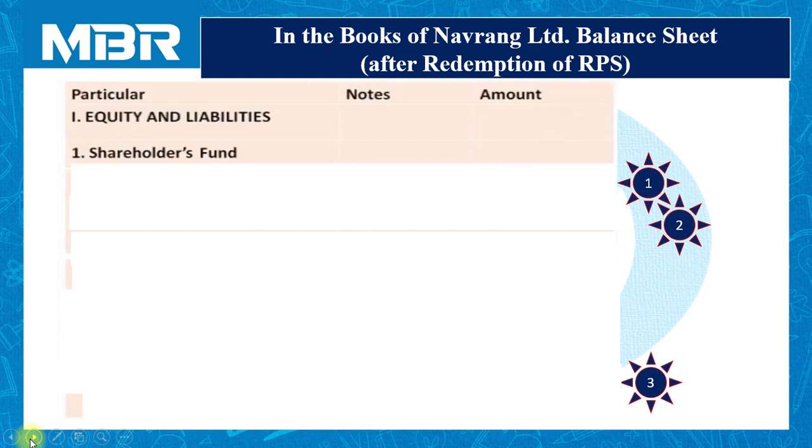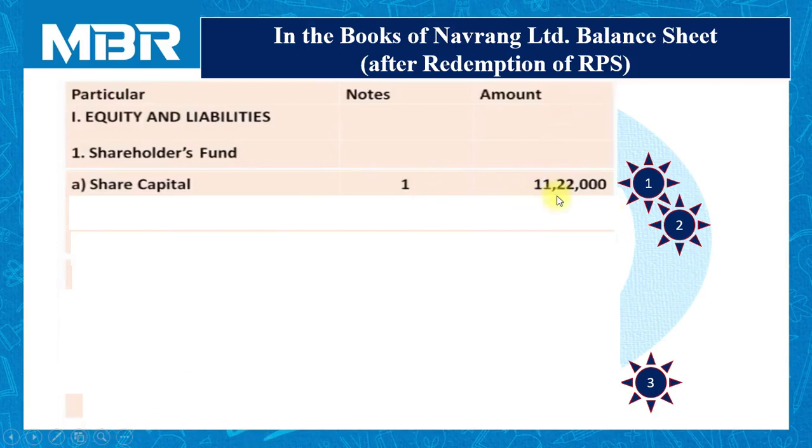Shareholders fund includes two important items. Number one, share capital, and number two, reserves and surplus. We have to prepare separate calculation for note number 1, that is share capital, and note number 2, that is reserves and surplus.